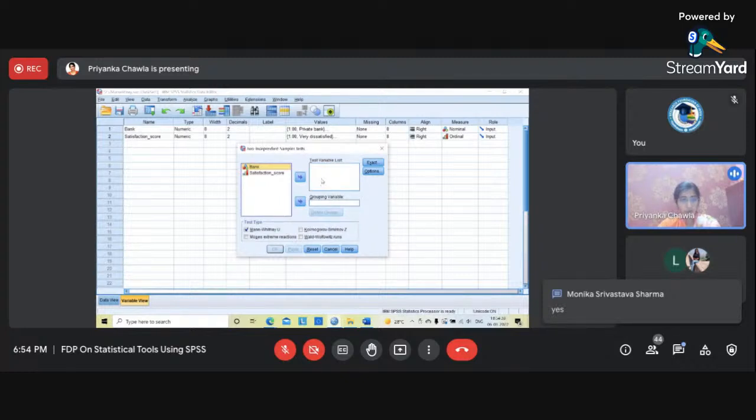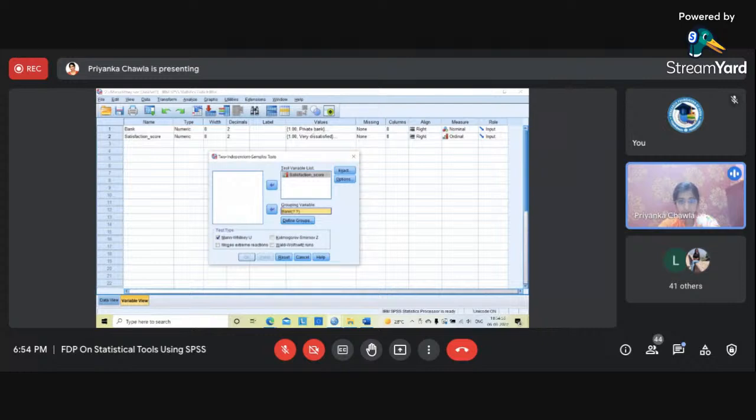What is your test variable? You want to measure the satisfaction level of customers. Satisfaction level will be transferred under test variable and banks will be transferred under grouping variable. Now we have to define groups. There are 2 types of bank, private and public. Group 1 and 2: we coded private banks as 1 and public banks as 2. Continue. By default, the Mann-Whitney U test is marked over here.